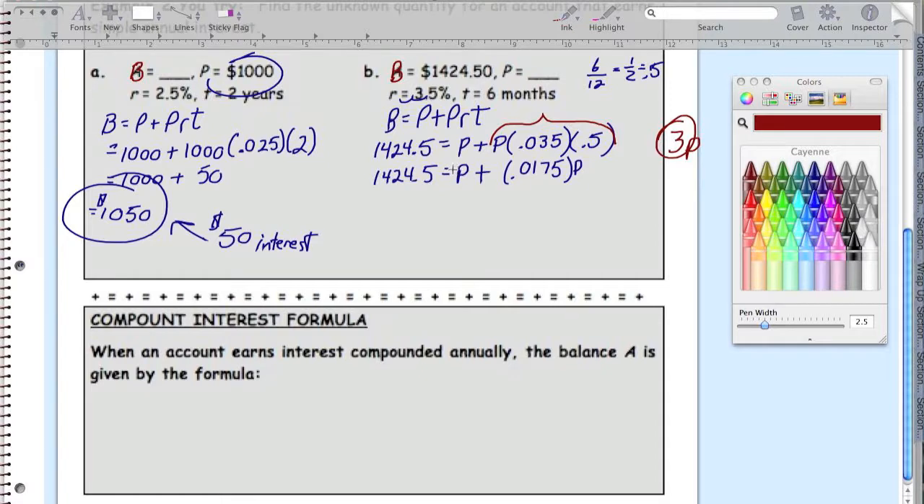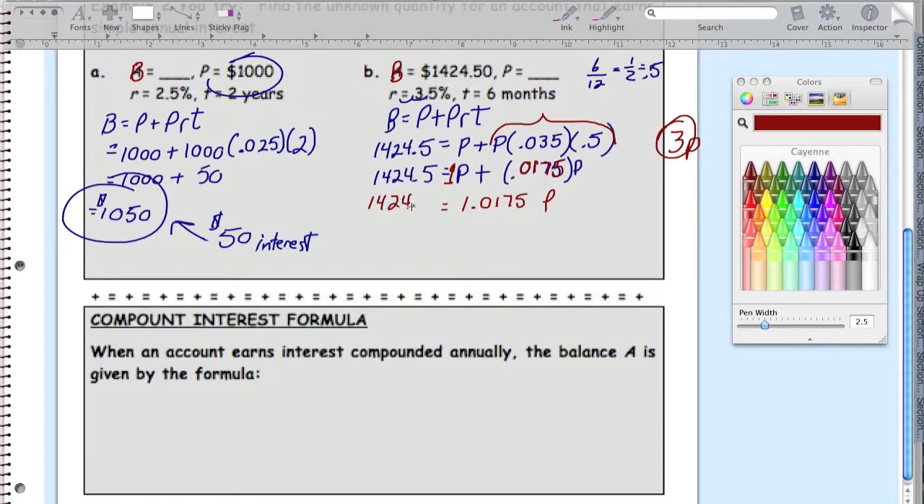Okay, so now we need to get our P's together. This P actually has a coefficient of 1. So this is 1p plus 0.0175p. So my 2 coefficients I can add together to get 1.0175. Hopefully this isn't confusing, but if it is, just think about it as though this wasn't such a decimal. If this was just 4p and that was 1p, you'd add them together to get 5p. So here we add 1 plus 0.0175 to get 1.0175p.